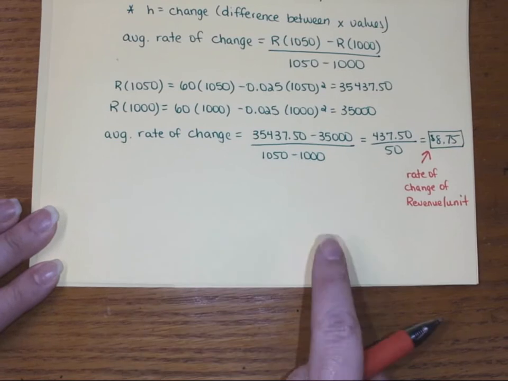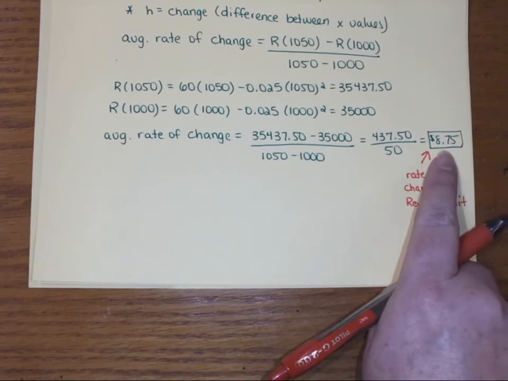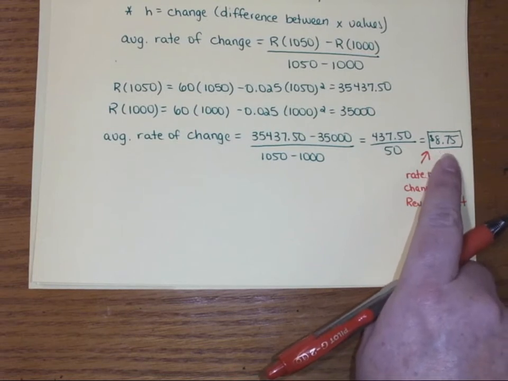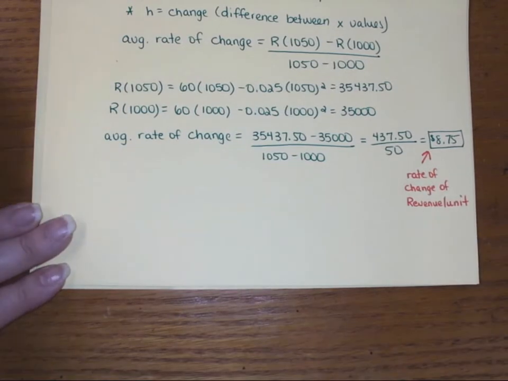Okay, so basically, whatever it is we're making here, every single time we make a new item after 1,000 units, between 1,000 and 1,050, we're gaining $8.75 for our business.